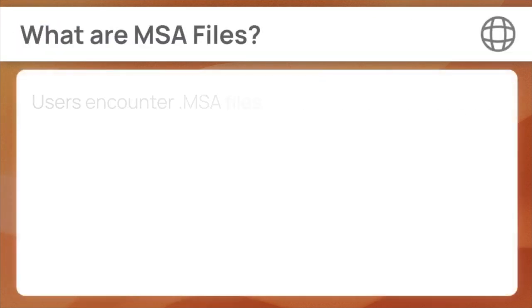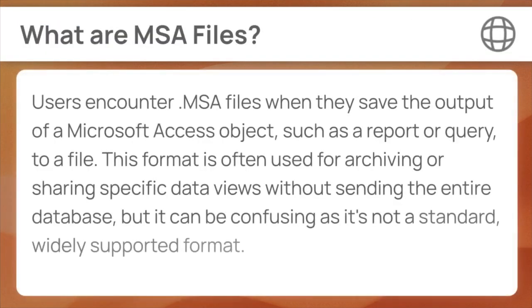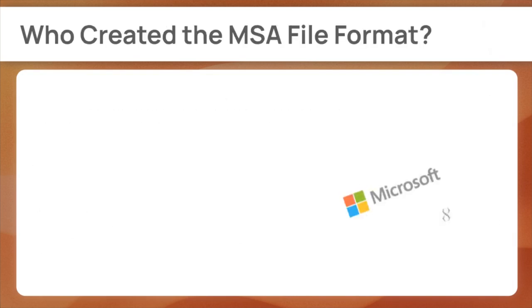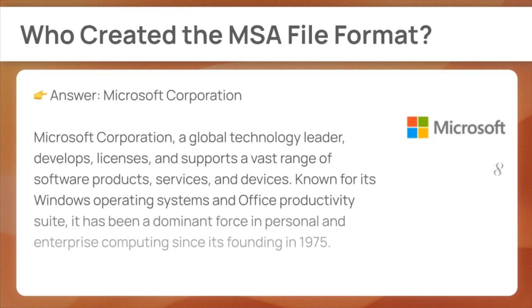Users encounter .msa files when they save the output of a Microsoft Access object, such as a report or query, to a file. This format is often used for archiving or sharing specific data views without sending the entire database, but it can be confusing as it's not a standard, widely supported format.